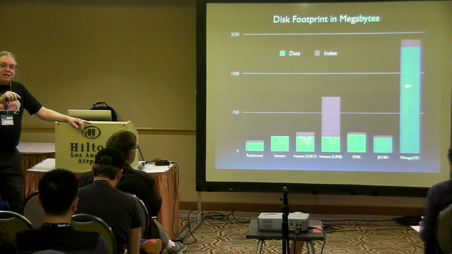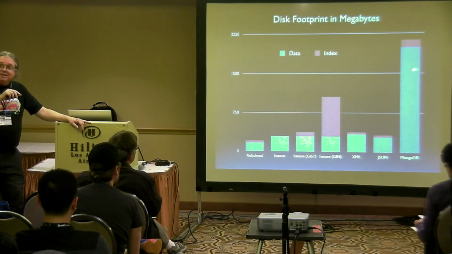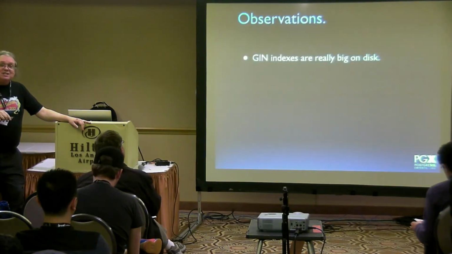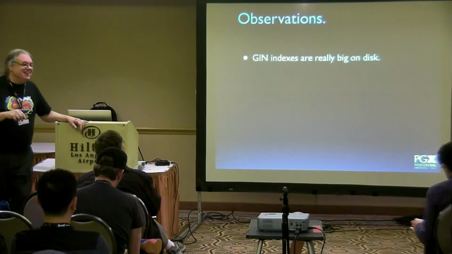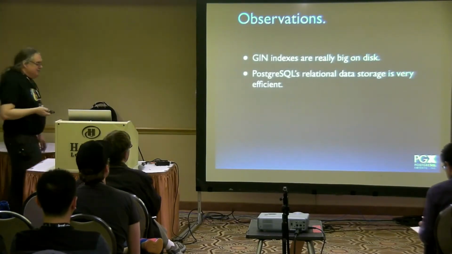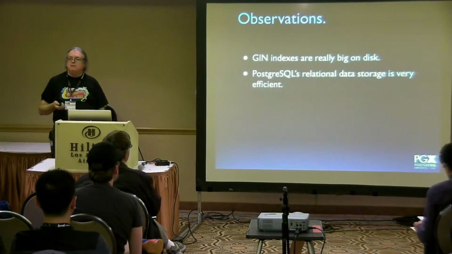Let the record show I did a repair on this just because I didn't believe it. But no, it really is there. It really is that big. Gin indexes are really big on disk too. It says that in the docs too. Relational database storage is actually quite efficient. It's only about 2 times bigger than the CSV file.